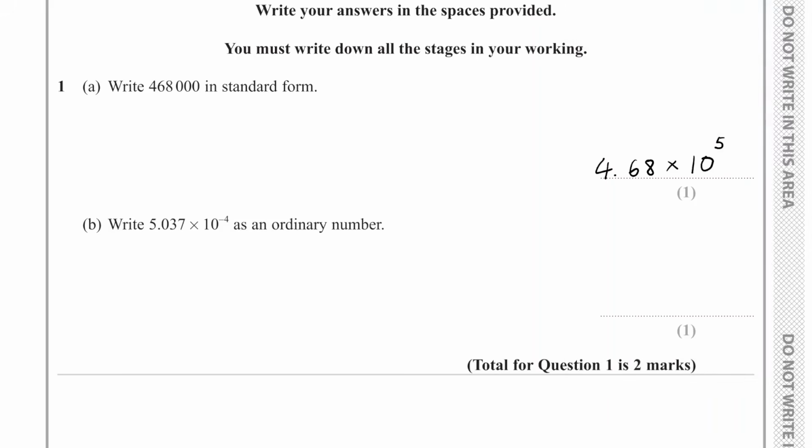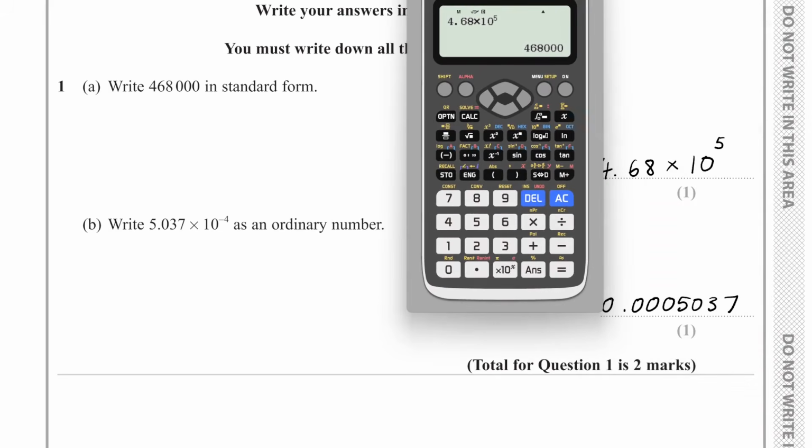Part B, write 5.037 times 10 to the power of negative 4 as an ordinary number. So we need to take it out of standard form this time. That's 5.037 divided by 10 4 times. So that would be 0.0005037. And again, we can check it on the calculator. If I type in 0.0005037, I get 5.037 times 10 to the power of negative 4.